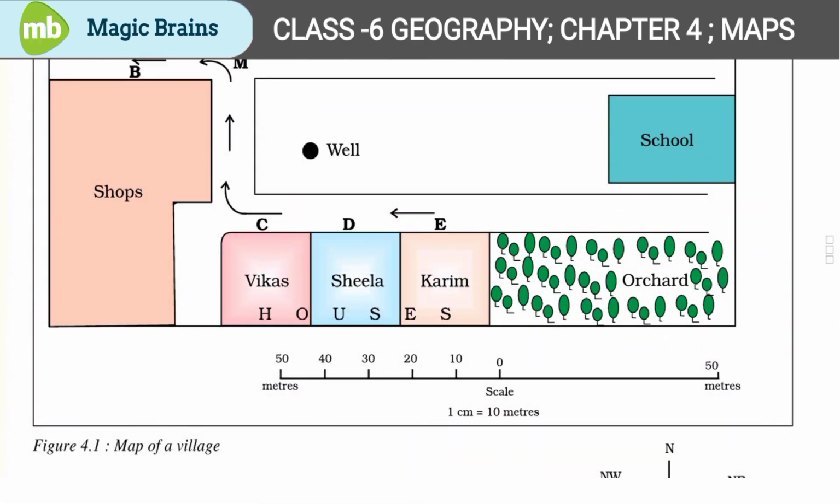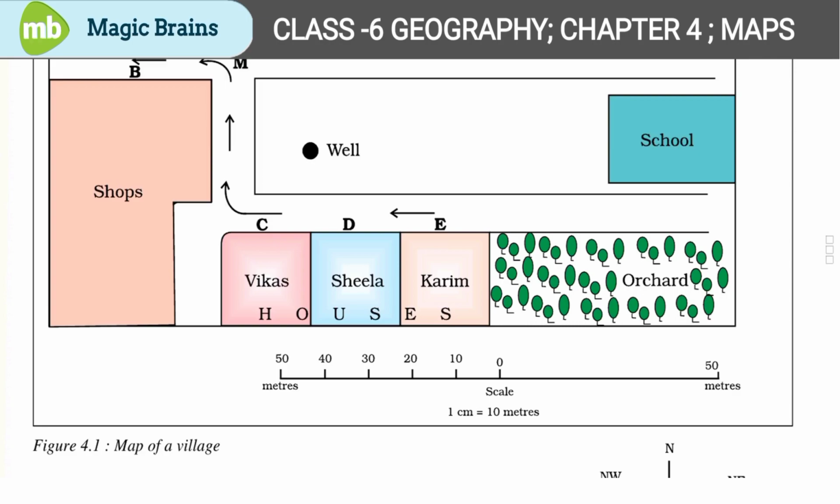Map of a village. The above map shows distance in meters, where the scale is 1 centimeter equals 10 meters. And on the scale we see 50 meters marked, 40 meters marked, 30 meters marked, 20 meters marked, 10 meters marked, and the scale starts from 0 and goes till 50 meters.